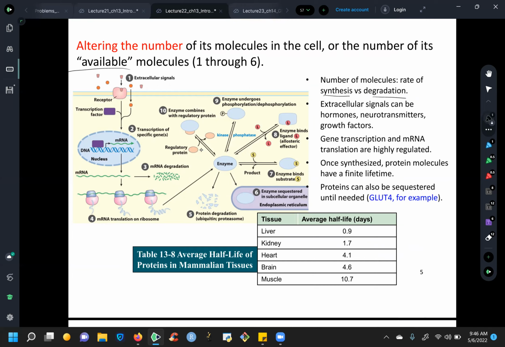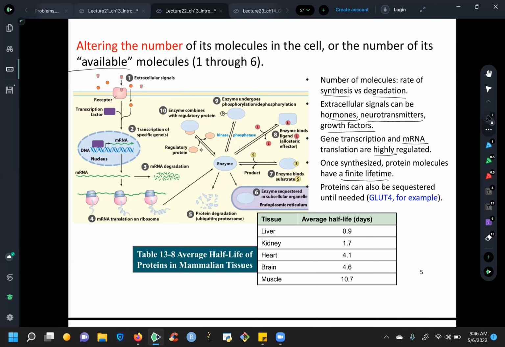Extracellular signals can be hormones, neurotransmitters, or growth factors. Gene transcription and messenger RNA translation are highly regulated. Once synthesized, protein molecules have a finite lifetime. That means when you make something, it's not going to last forever. It's kind of like if I make spaghetti today, it's not going to last for 50 years.